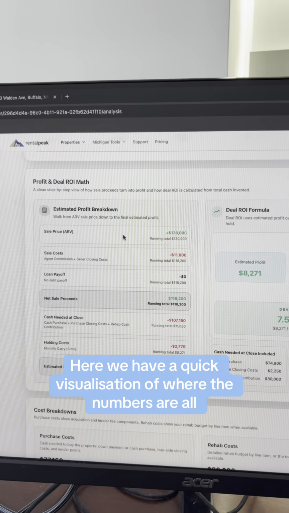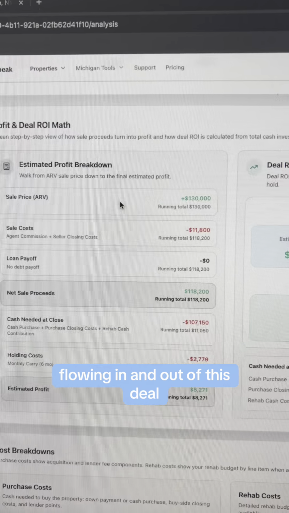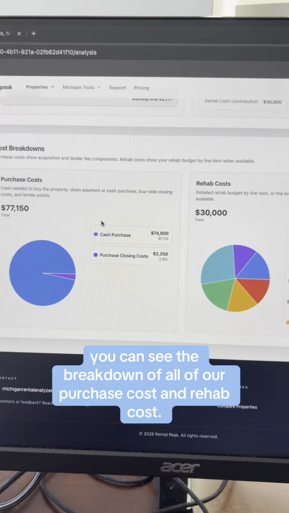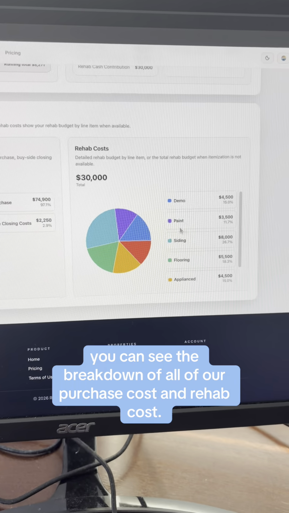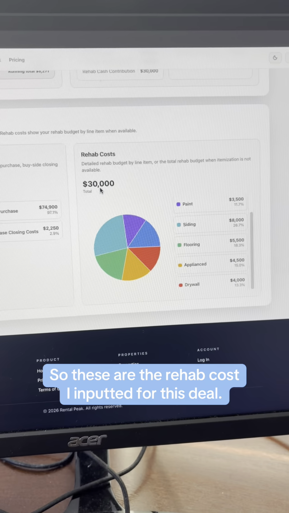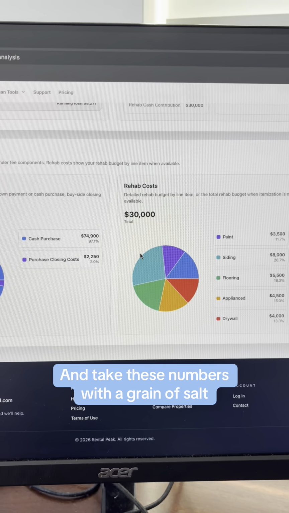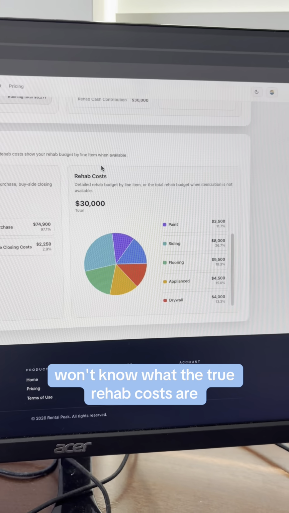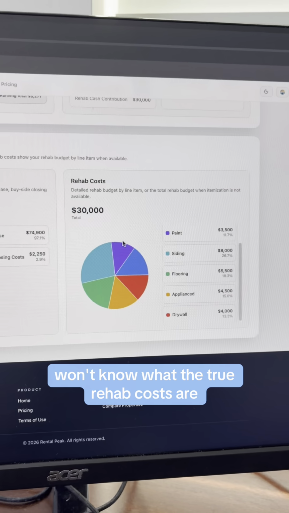Here we have a quick visualization of where the numbers are all flowing in and out of this deal and how our deal ROI is calculated. And below that, you can see the breakdown of all of our purchase costs and rehab costs. So these are the rehab costs I inputted for this deal. Take these numbers with a grain of salt because I just kind of guessed them based on the photos that were available here, but you obviously won't know what the true rehab costs are until you walk through this property in person.